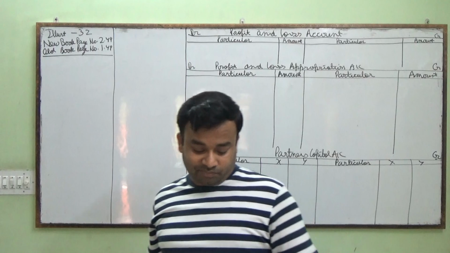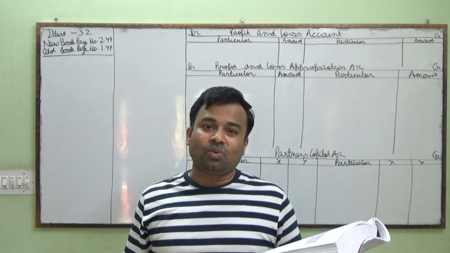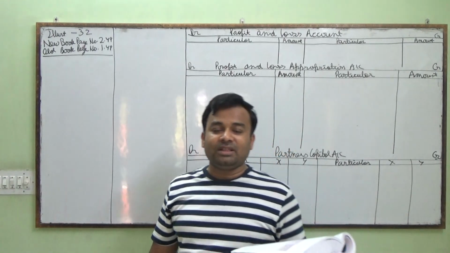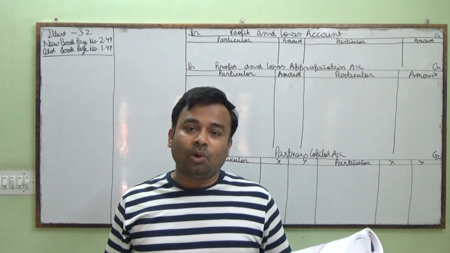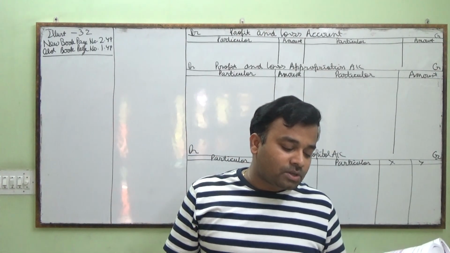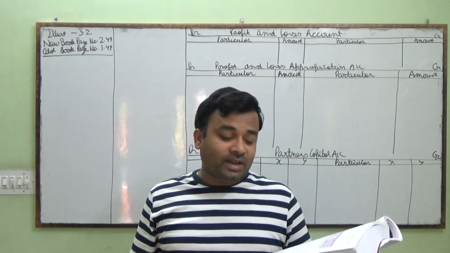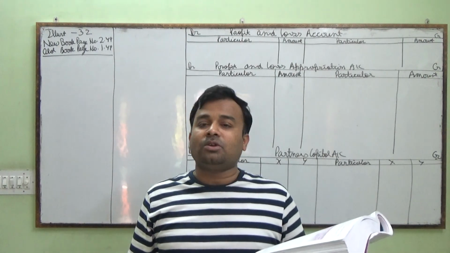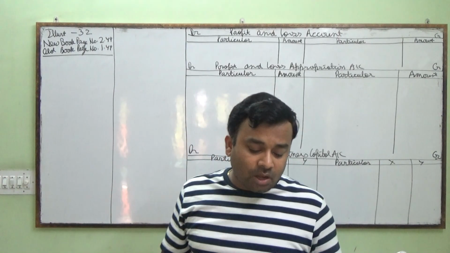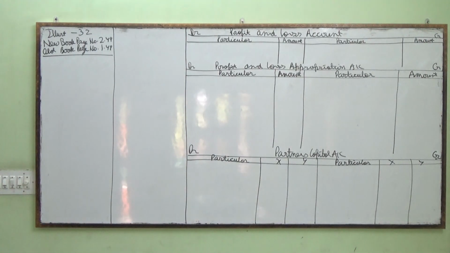Illustration number 32. The capital accounts of X and Y show a balance of 40,000 and 20,000 on 1st April 2017. They share the profit in the ratio of 3:2. They are allowed interest on capital at the rate of 10% per annum and are charged interest on drawings at the rate of 12% per annum. X also advanced a loan of 10,000 to the firm on 1st August 2017. During the year, X withdrew 1,000 per month at the beginning of every month and Y withdrew 1,000 per month at the end of every month.